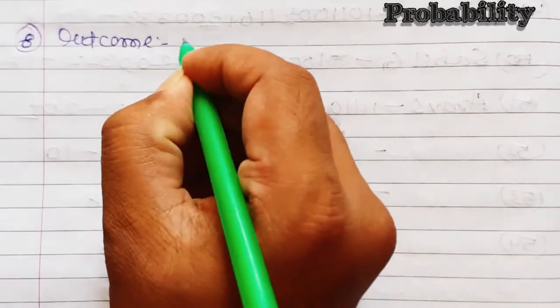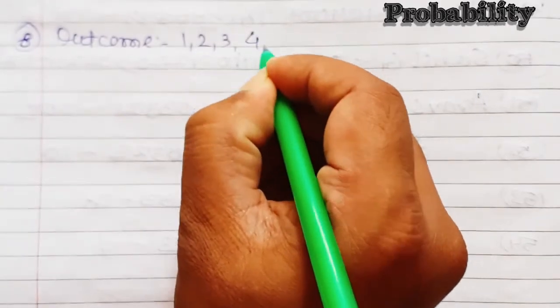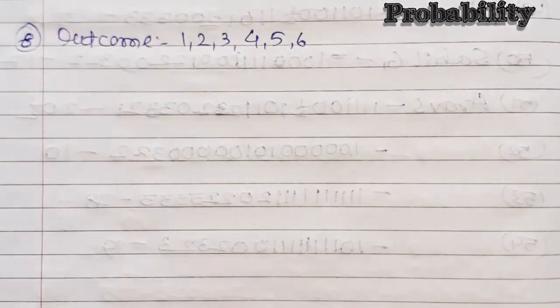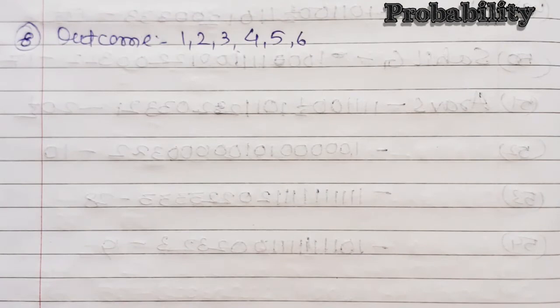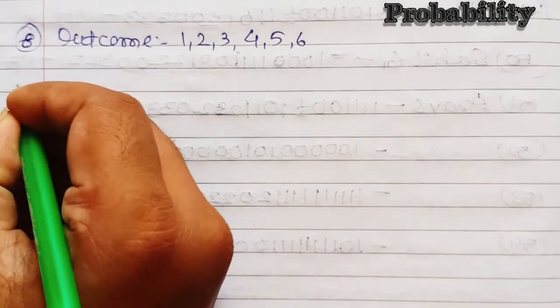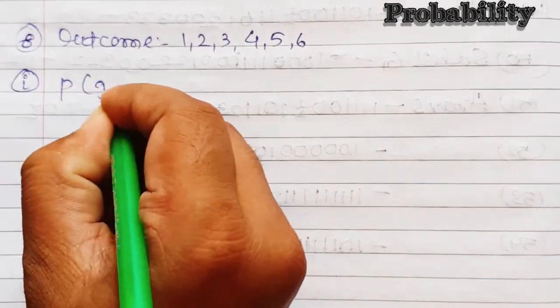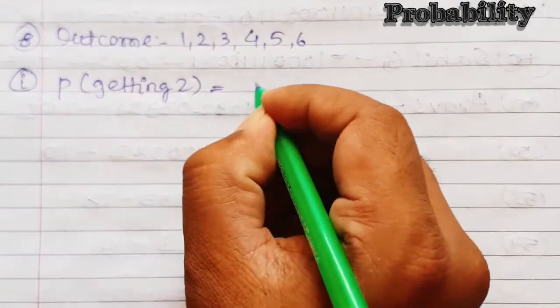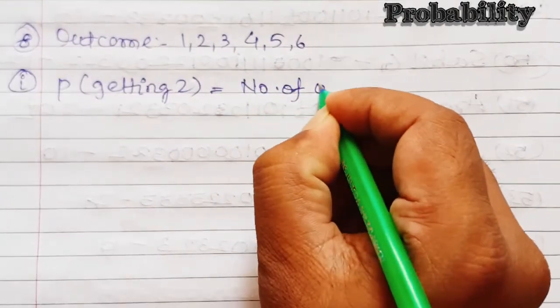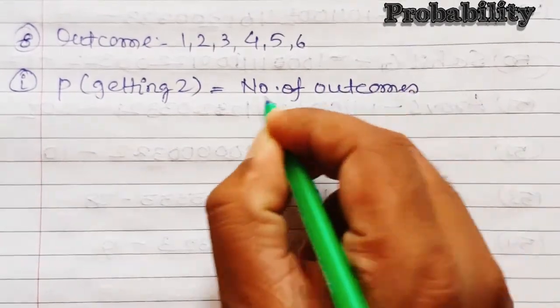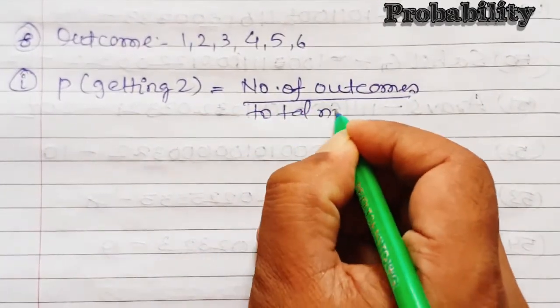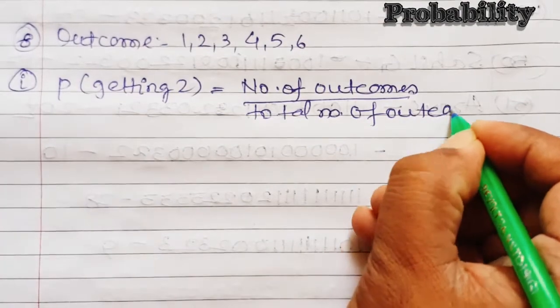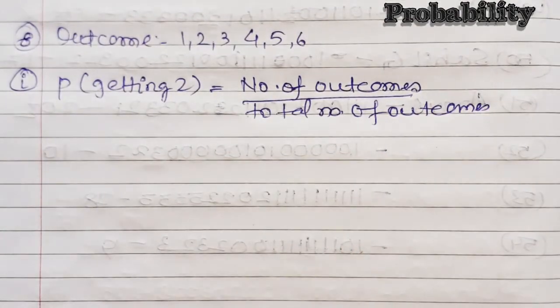In that die, how many outcomes are there? There will be 6 outcomes, from number 1 to 6, and we have to find the probability of getting 2. So the first part is the probability of getting a number 2. According to that, I will recall the formula: number of outcomes divided by total number of outcomes. In short, number by total number. As I've already told you, always remember that your denominator value will be greater than the numerator.